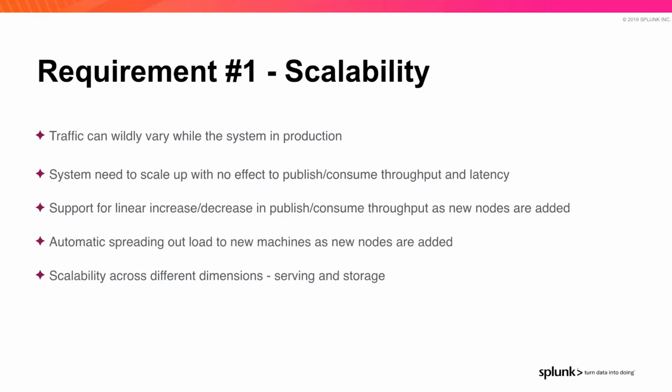So the first is scalability. Traffic can vary widely while the system is in production, at least in Splunk, and the system needs to scale up with no effect on publish and consume throughput and latency.